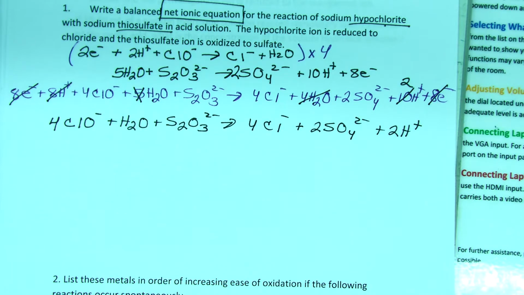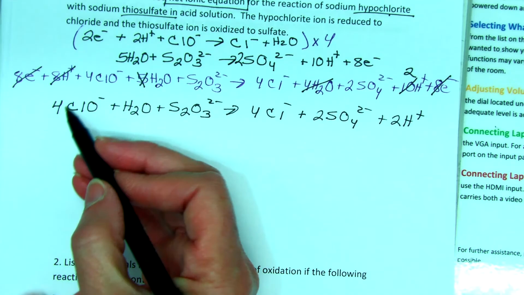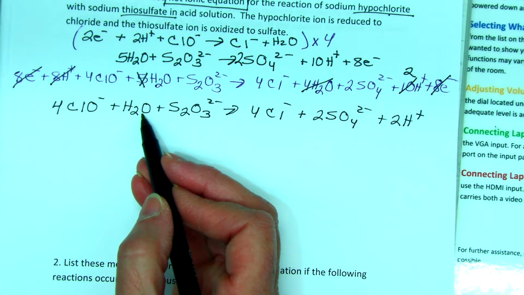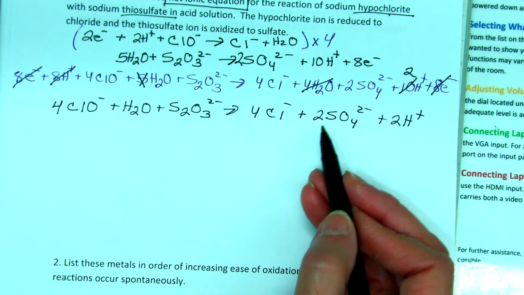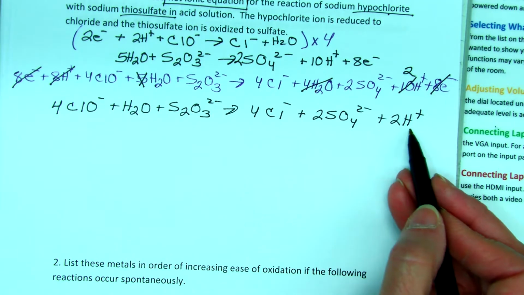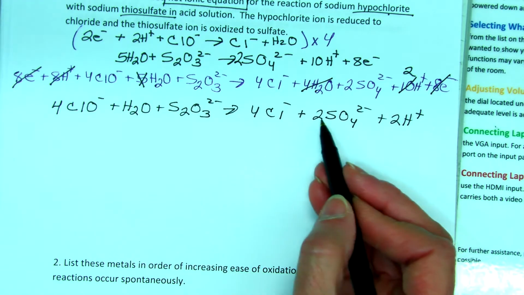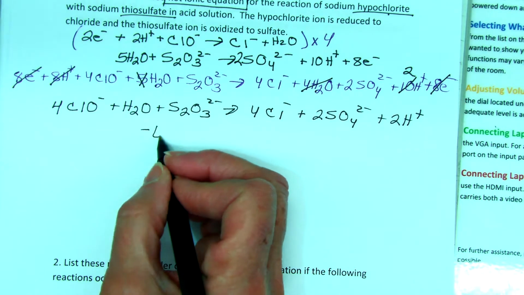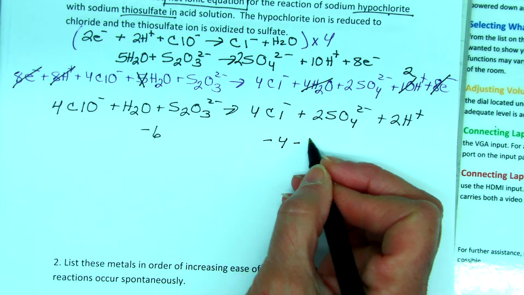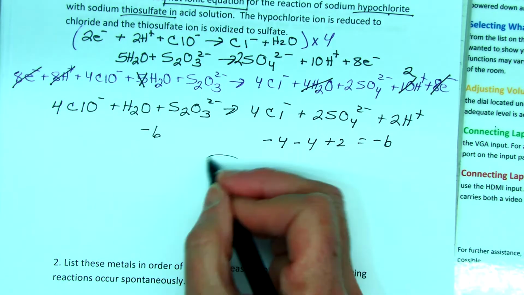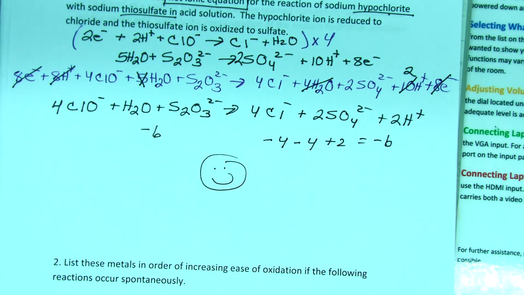And of course, we go back and check now. 4 chlorines, 4 chlorines. 4 oxygens plus 1 is 5, plus 3 is 8 oxygens. 2 times 4, 8 oxygens. 2 hydrogens, 2 hydrogens. 2 sulfur, 2 sulfur. Negative 4, negative 2 is a negative 6. Minus 4, minus 4, 2 times negative 2 plus 2 is negative 6. So we have a balanced net ionic equation.